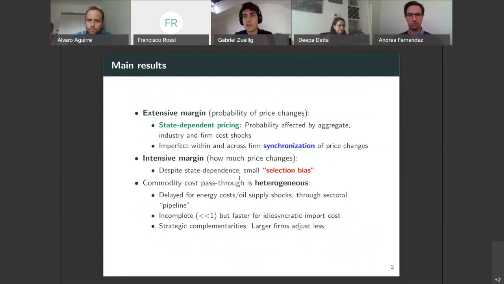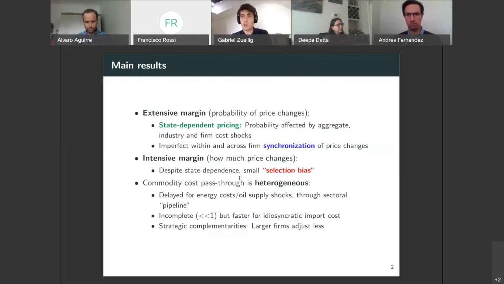We do indeed find some state dependence in response to cost shocks. So firms change the probability of increasing or decreasing prices when they receive changes in their cost. We also find evidence of price synchronization within firms, so that if they have multiple products, they tend to adjust several prices at once rather than one price at a time. And we're going to indeed use this finding in order to set up our estimation methodology. I'm going to talk about this at length.